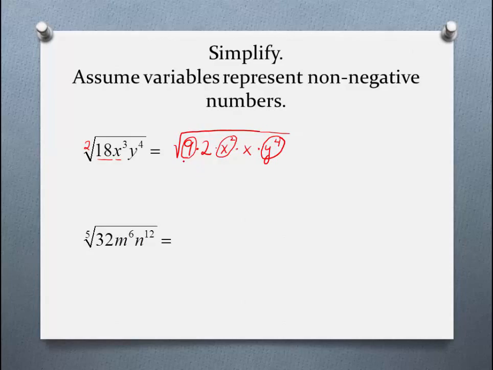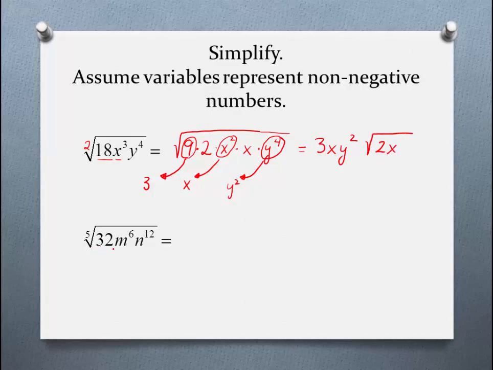So all of these perfect squares, these are going to come out of the radical in their simplified forms. So the square root of 9 is 3, the square root of x squared is x, and the square root of y to the fourth is y squared. So those are going to be outside of the radical. And then what's left underneath the radical is the other stuff, the 2x.